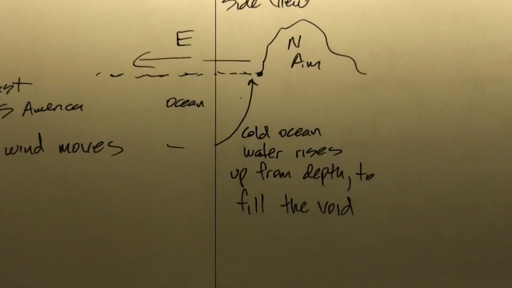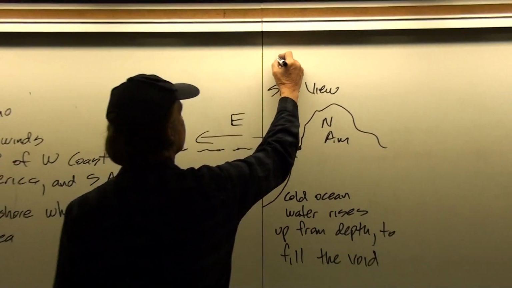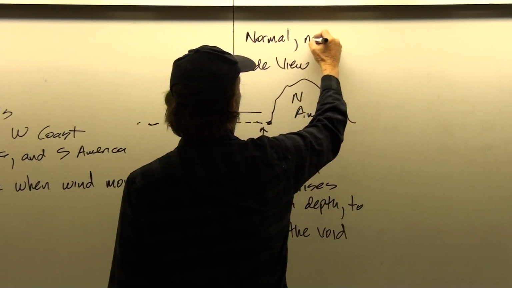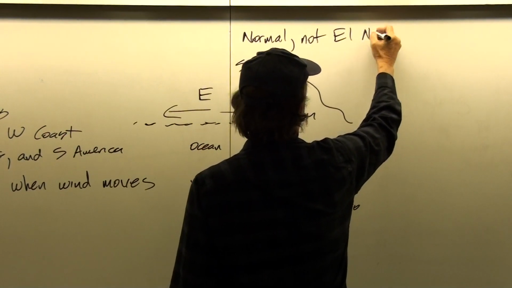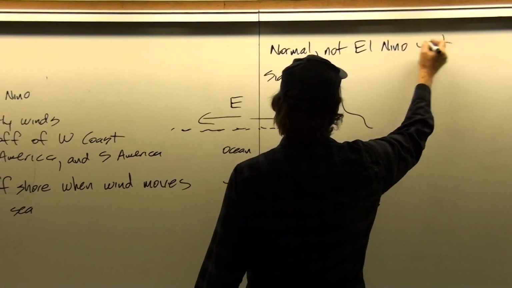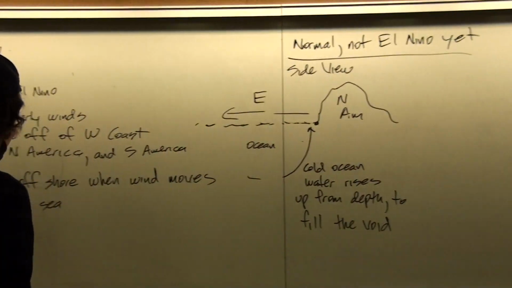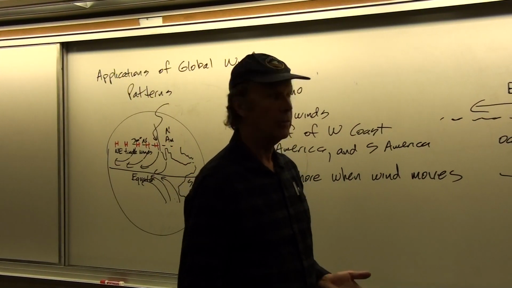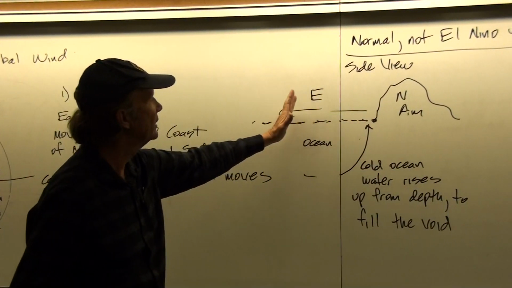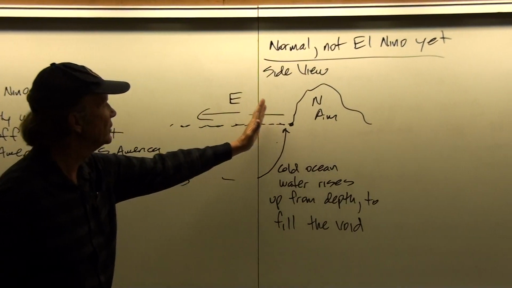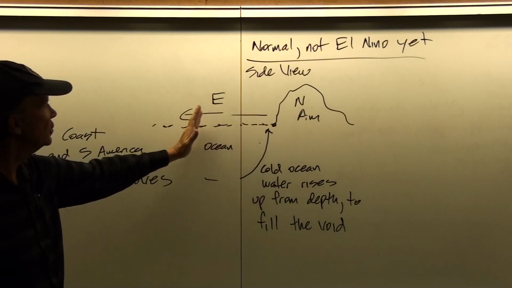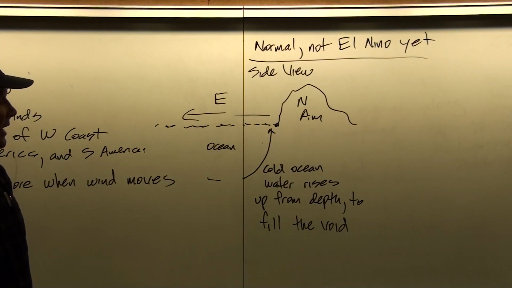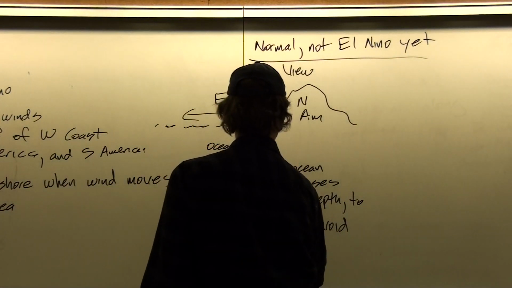And so this is our normal situation. This is not El Niño yet. Okay, so this is just what we expect on the average from everything that we've learned so far about global wind patterns, is that there should be a component of this wind which goes offshore that pushes the ocean water this way and tends to drive up water from depth. And so this tends to be nutrient-rich water.